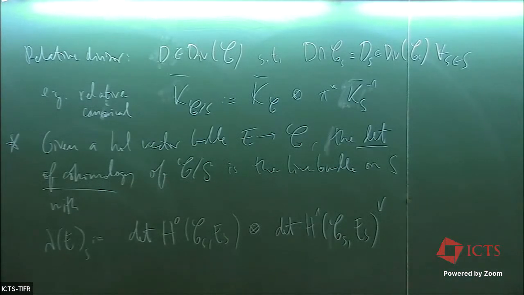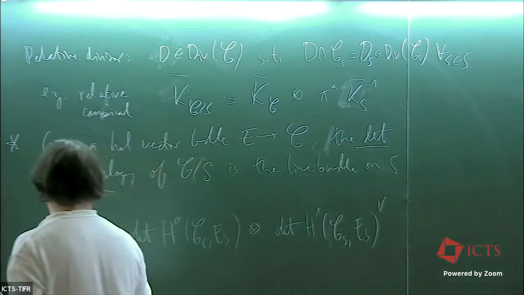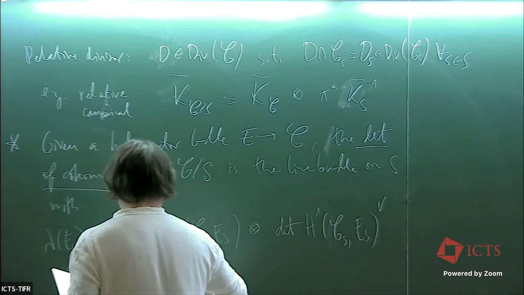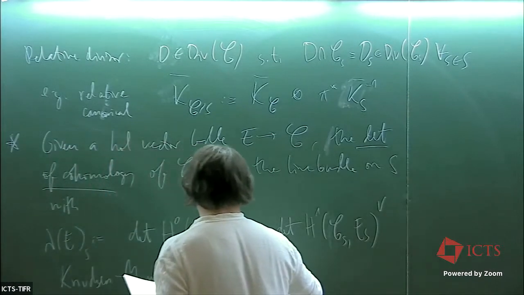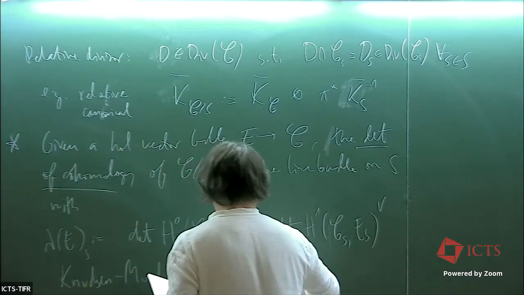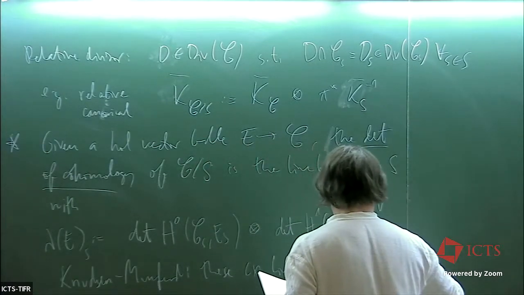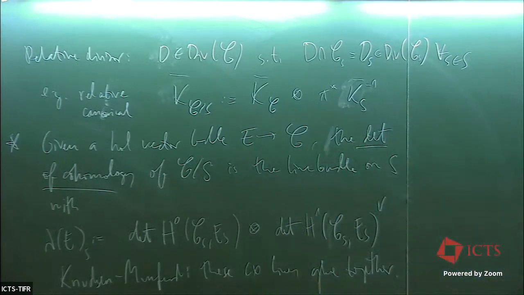So these are just lines. You have a line for each point of the base, but the point is that you can glue that together to get a vector bundle all over S. So this is the Knudsen-Mumford. So these complex lines glue together. Anyway, up to now, this is just a line bundle.